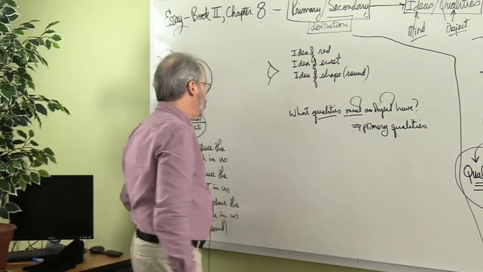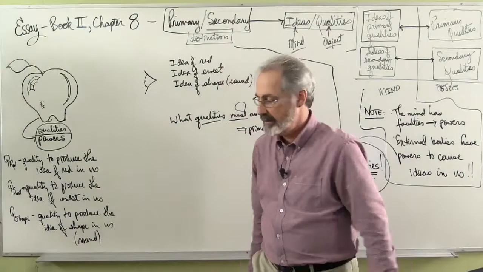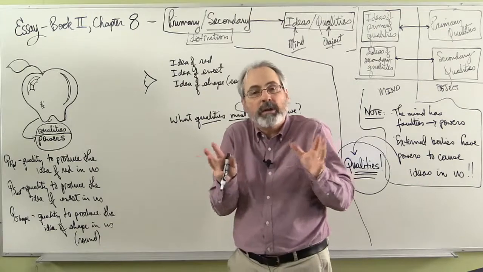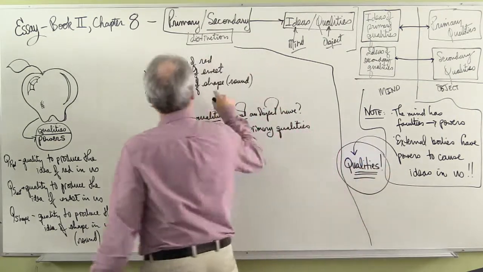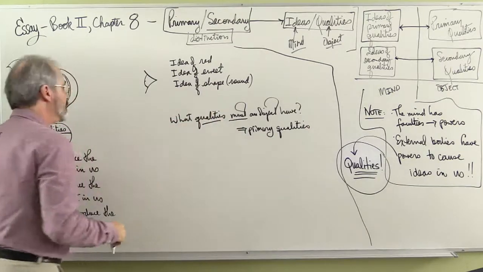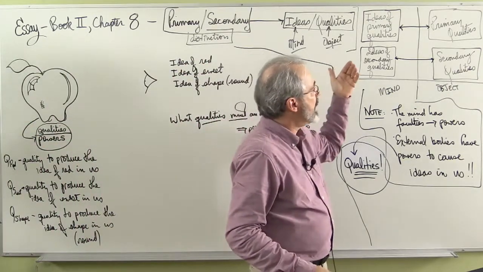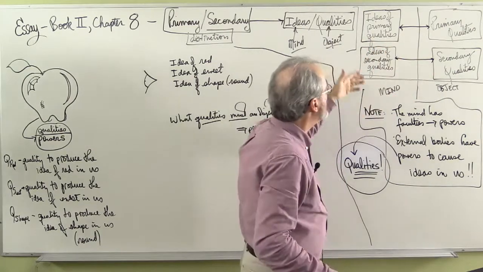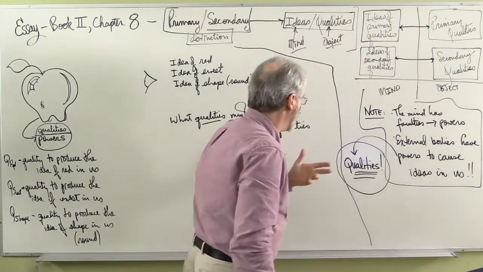A little bit more advanced, though. The apple also has a power to produce the idea of shape in us. And in this case, it's round. So it has this quality, this ability, this power to produce an idea of shape in us. Okay, so far so good. We've got ideas of qualities in the mind, and qualities in the object. What about this primary, secondary thing? How does that work? What's going on with that?